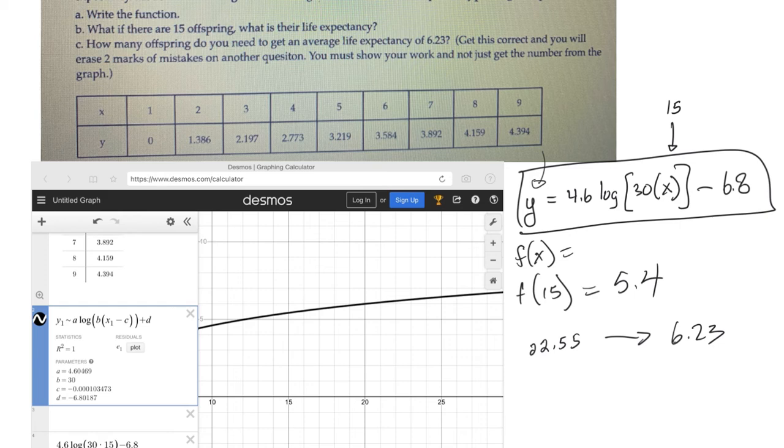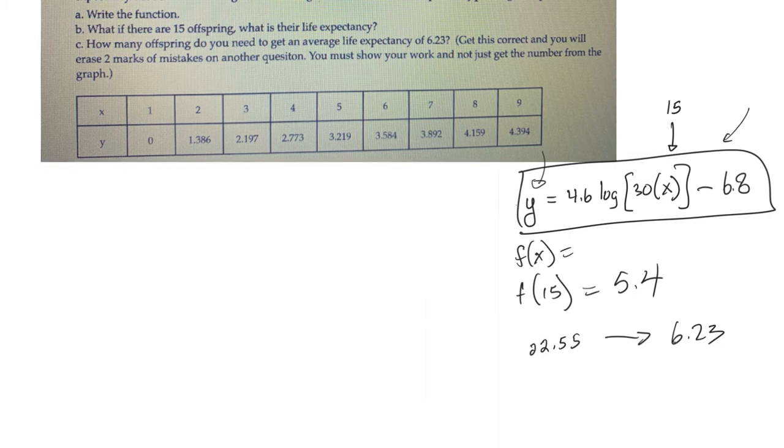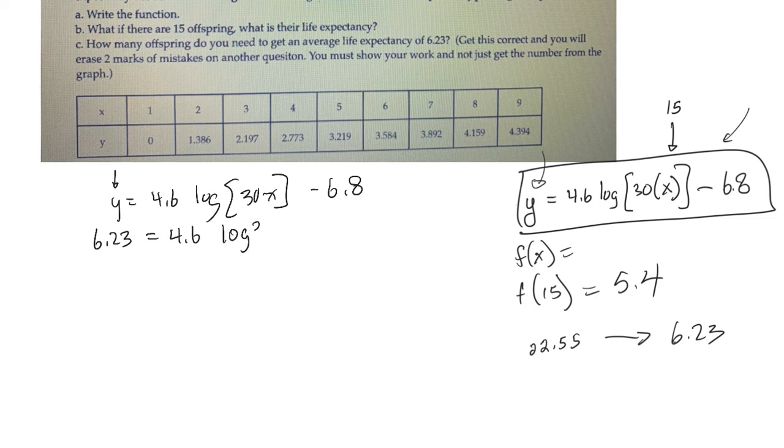But in the question, what I wanted you to do is not just look at the graph, but see if you can take that function and solve it. So let's take this function that we have. Let me move the graph out of the way here. I have this function, y equals 4.6 log of 30x minus 6.8, and they want me to know when it's 6.23. So 6.23 equals 4.6 log of 30x minus 6.8.